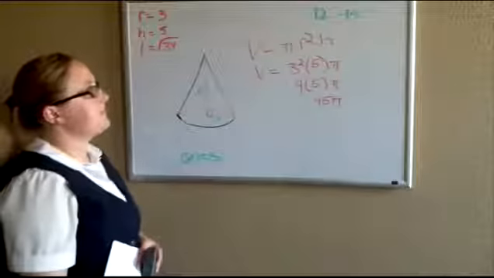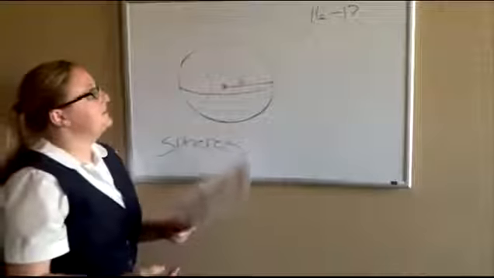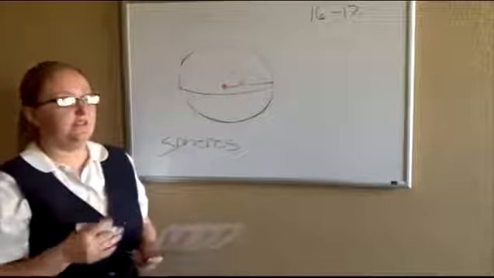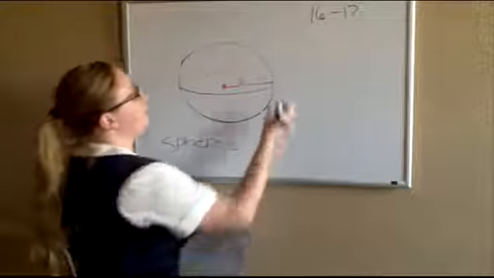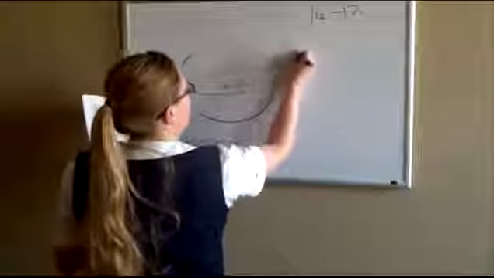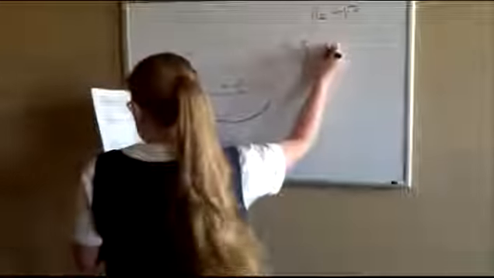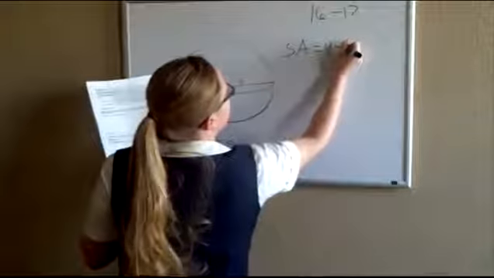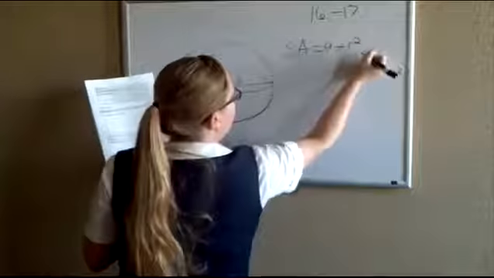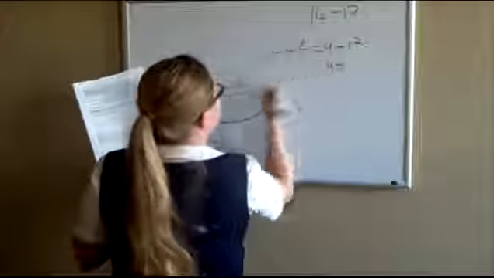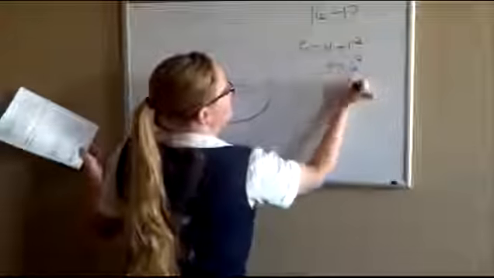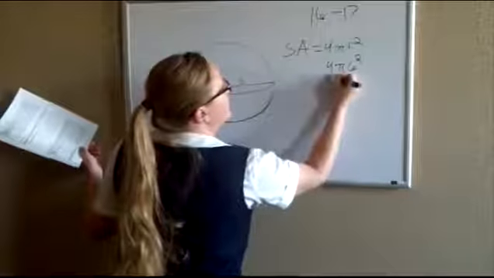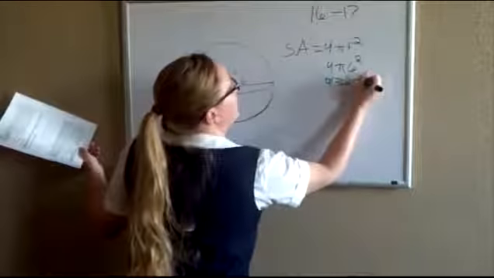That's it. Alright, moving on to problems 16 and 17, the spheres. First problem, surface area, pretty straightforward. Surface area is equal to 4 times pi times the radius squared. So 4 pi, we see it right here, our radius is 6, times 6 squared. So you're going to get 4 times 36 pi.